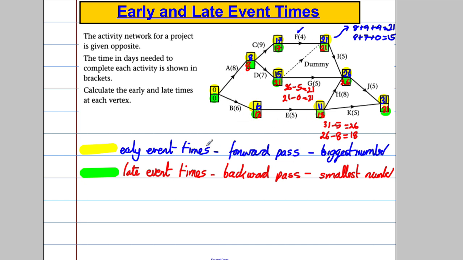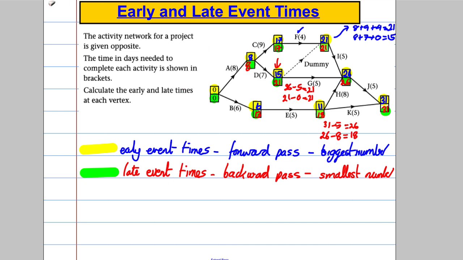So that there is the forward and backwards pass to calculate the early and late event times. Okay, and just to have a think here, just to see if you understand it fully. What this means at this point here, this means in order to be here, I could get here at 15 at the earliest, and I have to have left here by 21 at the latest so as not to delay the project, okay? Now, there's something quite important.